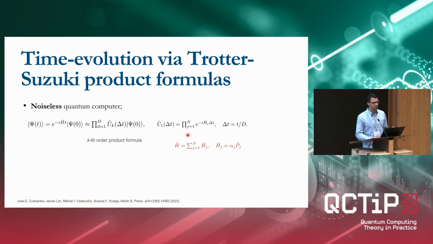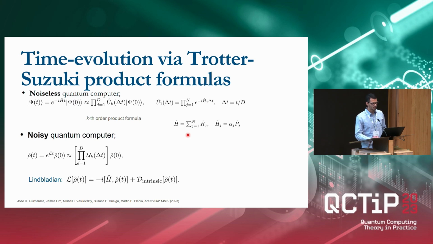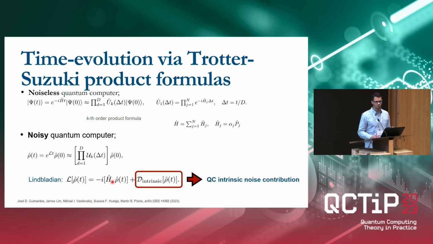So if we implement this Trotter-Suzuki product formula, what we'll have is some noisy dynamics of the quantum system. This is because these Trotter layers are noisy, so they can be decomposed into native quantum gates, and the implementation of these gates is, as we know, faulty for now. And this evolution of the open system can be traced by this Lindbladian. Here we have the Hamiltonian, which is the Hamiltonian we encode in the Trotter-Suzuki product formula, plus some Lindblad dissipator, given by the intrinsic noise contribution of the quantum device.